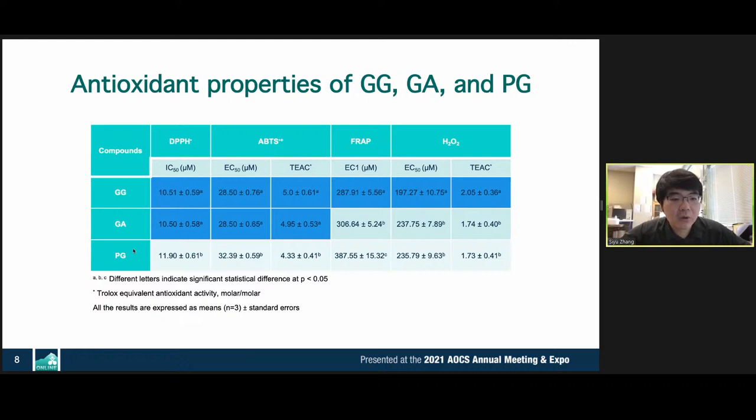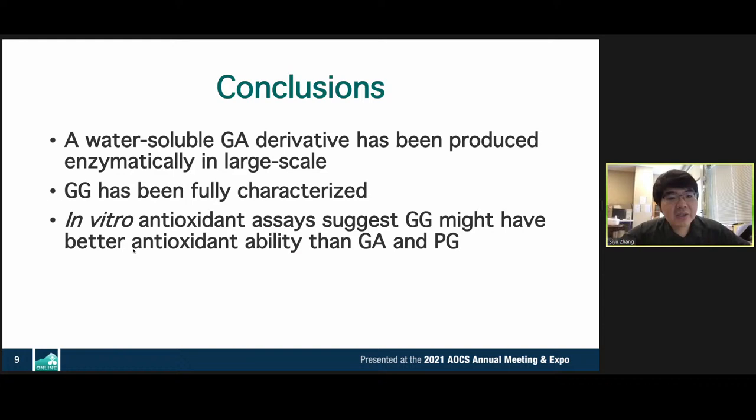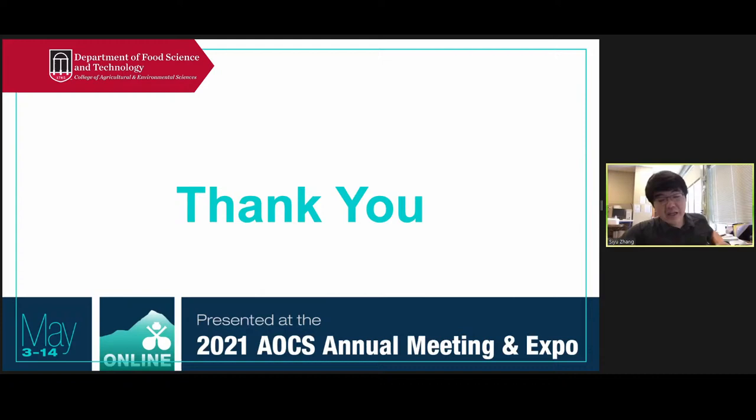And here's the conclusion. A water-soluble gallic acid derivative has been produced enzymatically on a large scale. 1-O-galloyl-glycerol has been fully characterized. In vitro antioxidant assays suggest this compound might have better antioxidant property than gallic acid and propyl gallate. And here are my references. Thank you. Now I'm ready for questions.